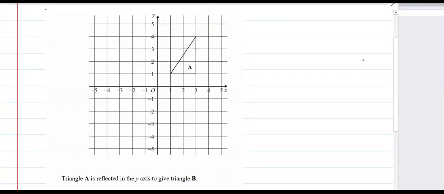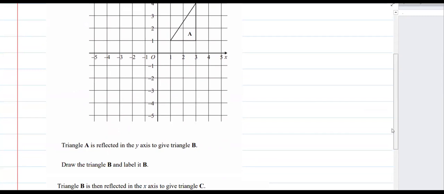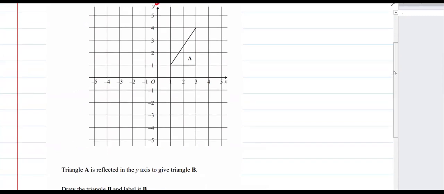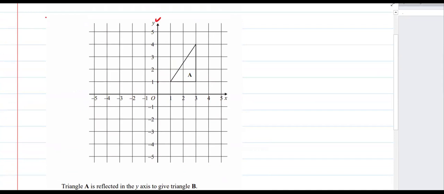Okay, now let's see. We have been given a triangle A reflected in the y-axis. Y-axis means this is your mirror line now. So to give the triangle B, draw the triangle B and label it B. How will it be? One step from here. This is one, two, three steps, so one, two, three steps. This is one, two, three steps, so one, two, three steps. So just join it. Label it as B.